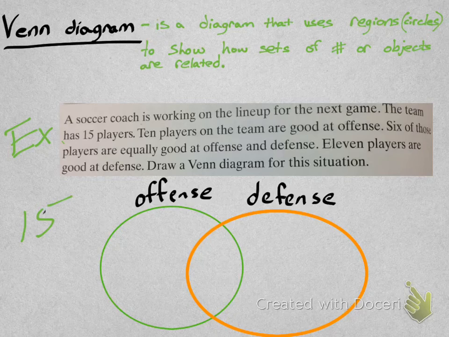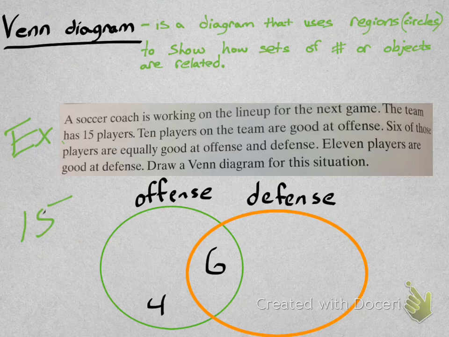And it says 10 players on the team are good at offense. So what I'm going to do is put 10 right here. Then it says 6 of those players are equally good at offense and defense. But it said 6 of those players, 6 of the 10. So what do you think happens to this 10 right here? Yeah, it loses 6. So 10 minus 6 is 4. There's only 4 players left over there now.